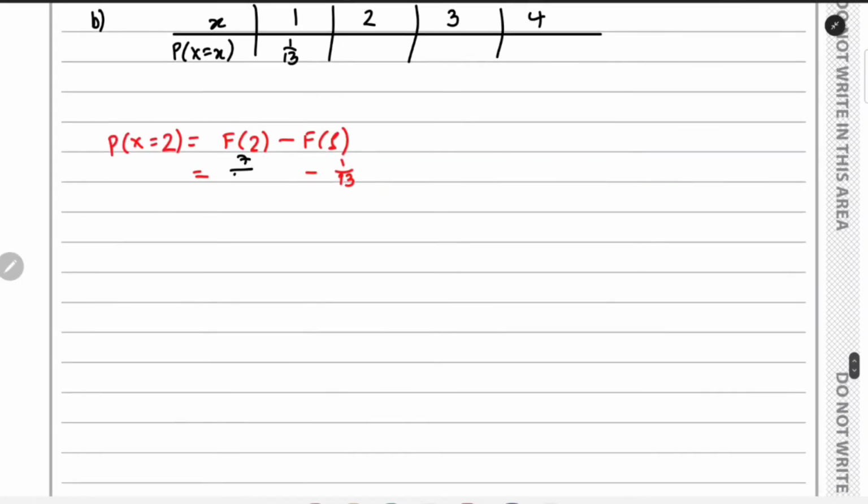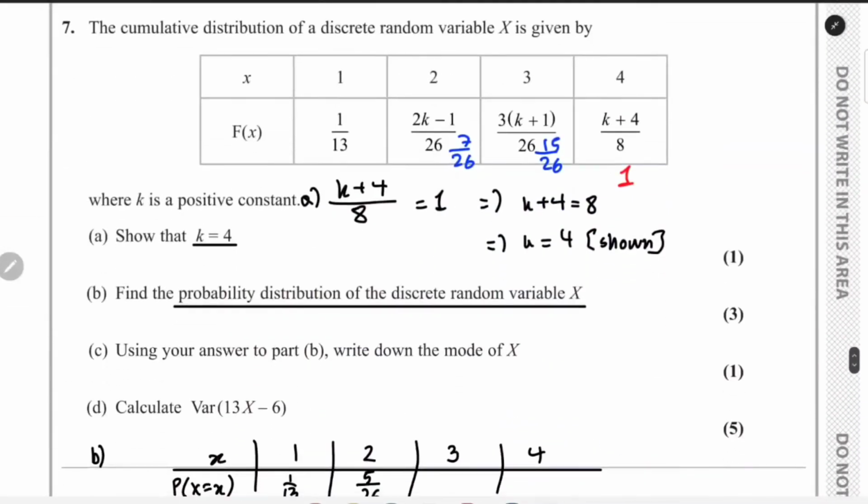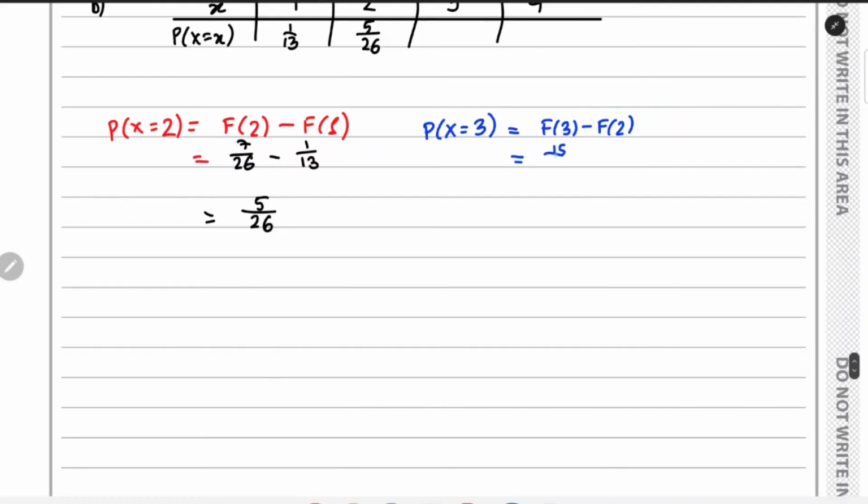So we'll have 7 by 26 minus 1 by 13. We'll get 5 by 26 over here. Now for P of x equals 3, we'll have f3 minus f2. We'll have 15 by 26 minus 7 by 26. We'll get 4 by 13.